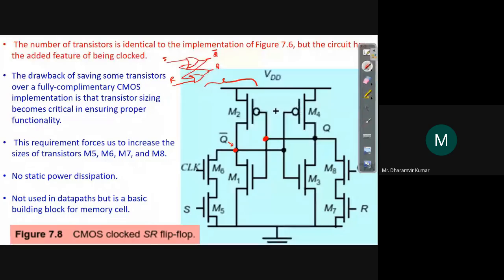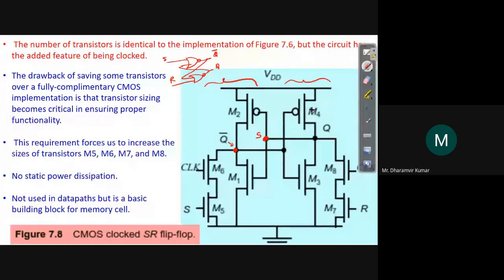So this is the Q point, and this is the input to this first NOR gate. This point becomes S. Now the output Q bar is connected back to the input of the second NOR gate, and this is the second NOR gate. The clock we will see later on.